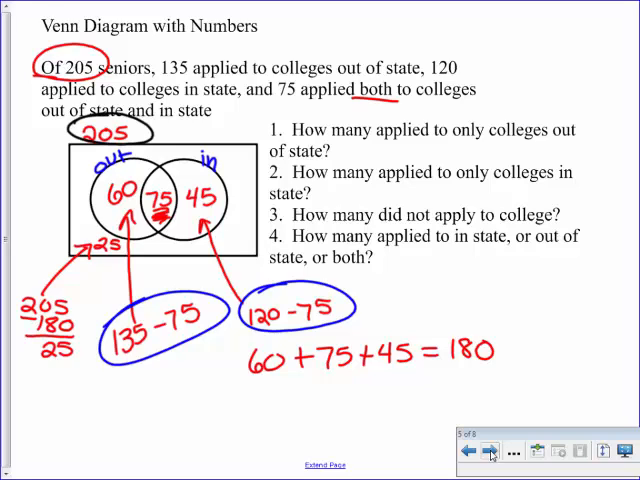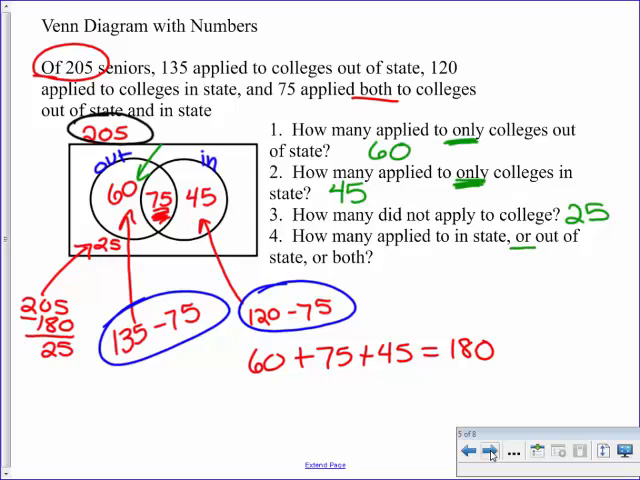How many applied to only colleges out of state? Okay, so where's that only part? Here's the only part, so 60. How many applied to only colleges in state? Okay, hopefully your answer is 45. How many did not apply to college at all? So that's the part where we aren't in one of the circles, so we're going to say that was the 25 students. And lastly, how many applied to in-state or out-of-state or both?